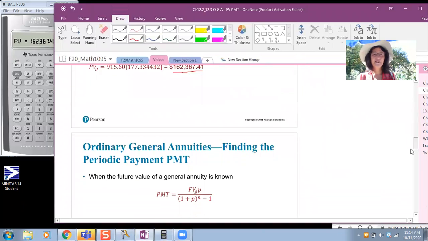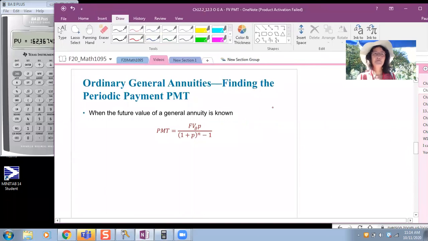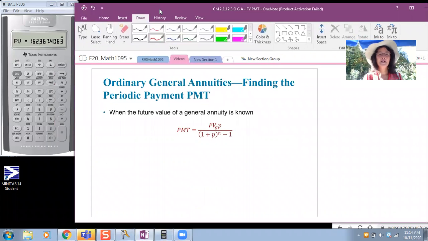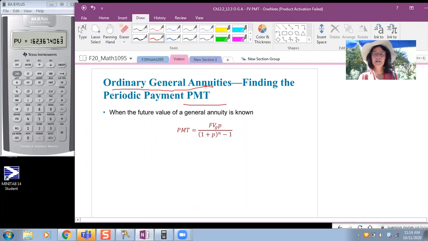So we just did present value of ordinary general annuity. Next, I will present PMT for ordinary general annuities. Again, I will use 2 methods. One is formula. To calculate PMT, you use this formula.